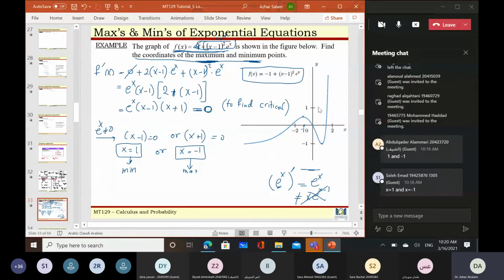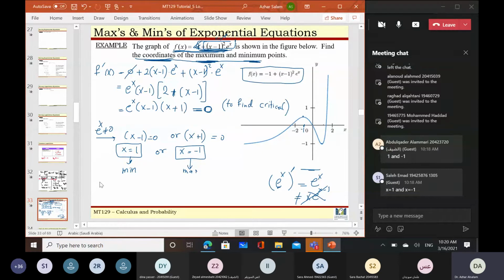If the graph is not available, I use the second derivative test. I find the second derivative, substitute these points into it, and check the sign. If the sign is negative, it is a maximum; if positive, it is a minimum. So this is a minimum and this is a maximum, but I still have to find the y coordinates. So I substitute in the original function.